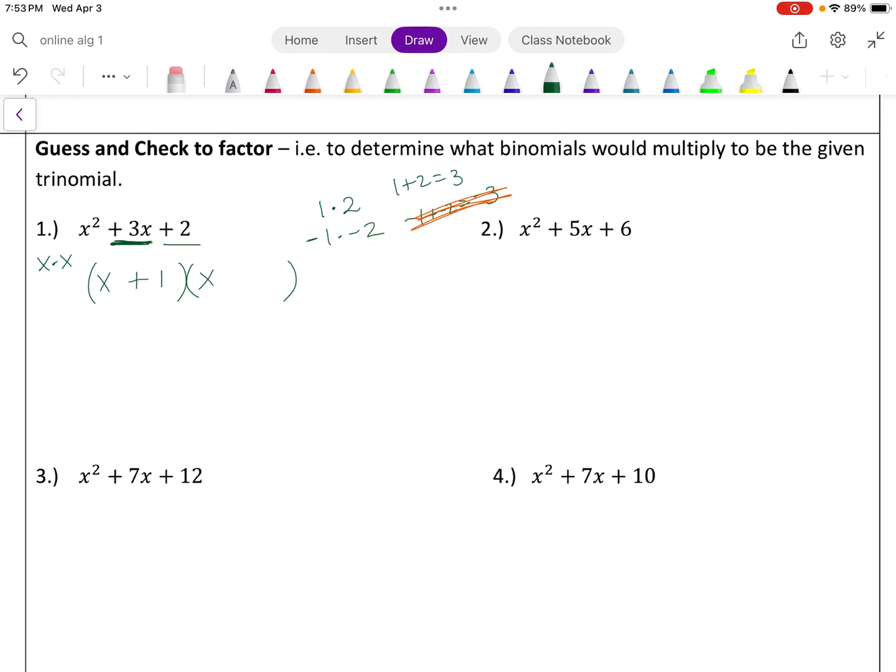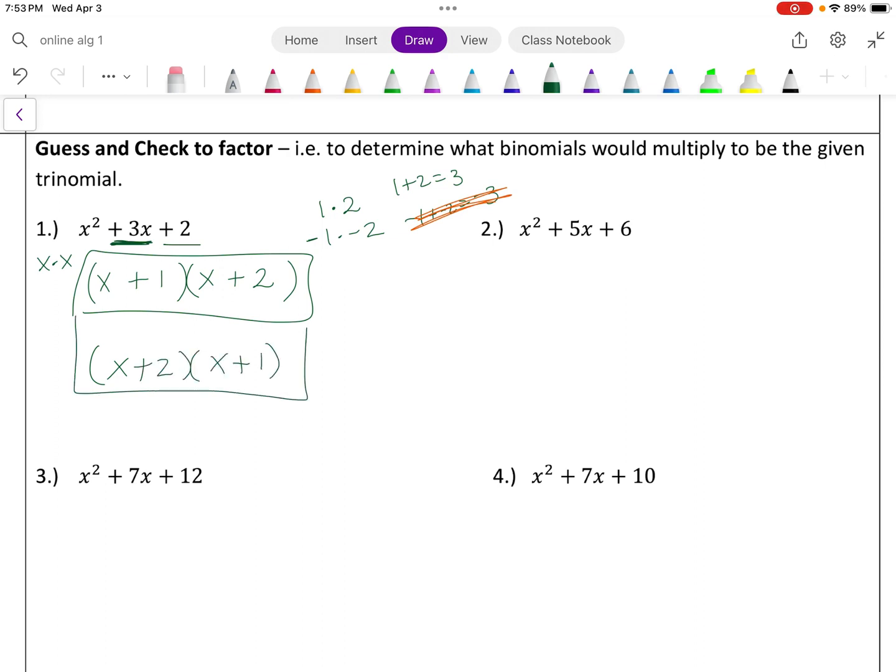So one of my factors is x plus 1. My other factor is x plus 2. There's my answer. Please note that it doesn't matter what order they're in. The answer x plus 2 times x plus 1, this is the exact same thing. It doesn't matter what order your factors are in, because if we multiplied these, both of them would equal x squared plus 3x plus 2. Let's do a few more practice problems here.